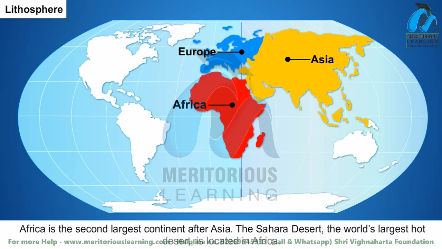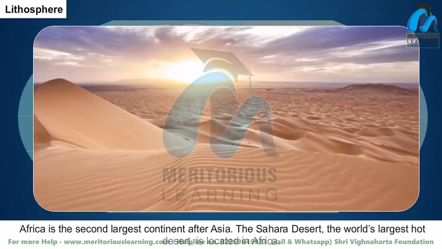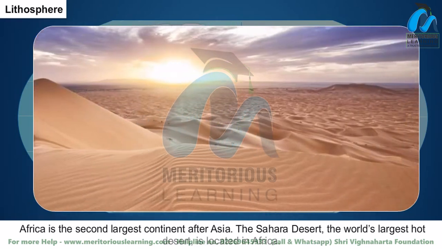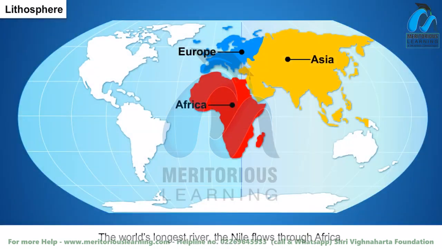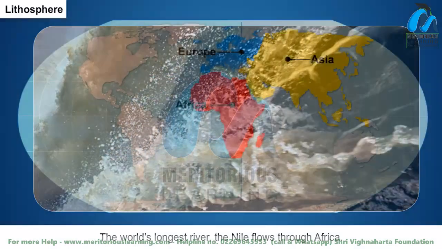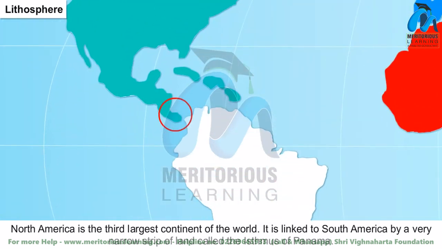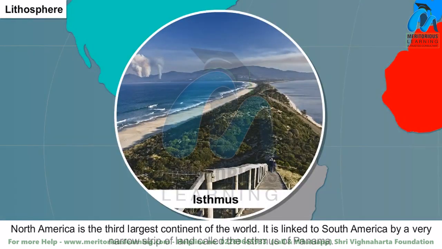3. Africa is the second largest continent after Asia. The Sahara Desert, the world's largest hot desert, is located in Africa. The world's longest river, the Nile, flows through Africa. 4. North America is the 3rd largest continent of the world. It is linked to South America by a very narrow strip of land called the Isthmus of Panama.